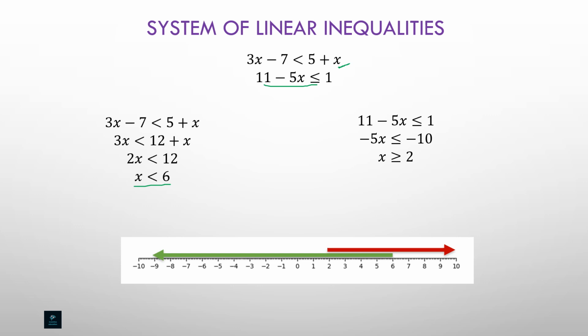We can combine these two results and write x is such that it is greater than or equal to 2 and less than or equal to 6. And on the number line, it is represented by all the numbers between 2 and 6, with 2 included.